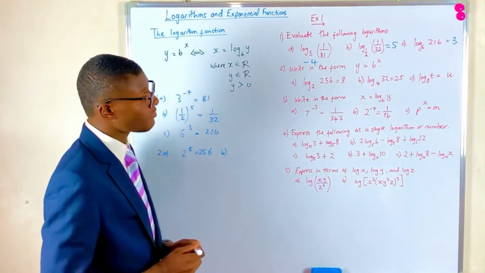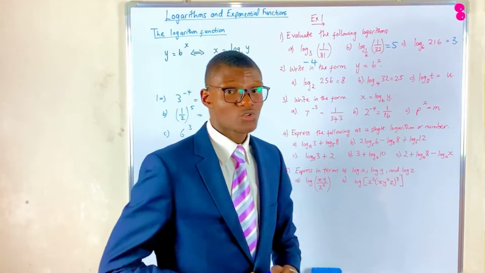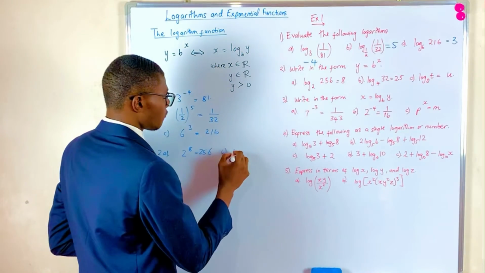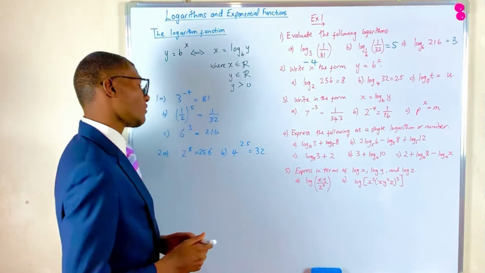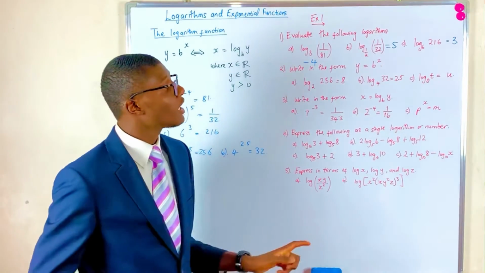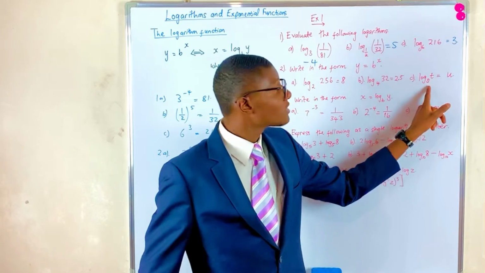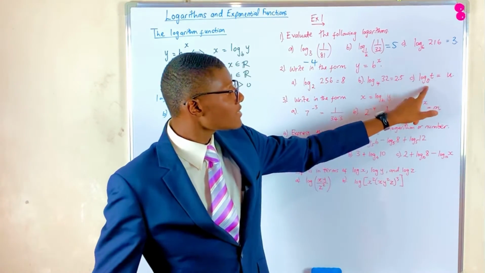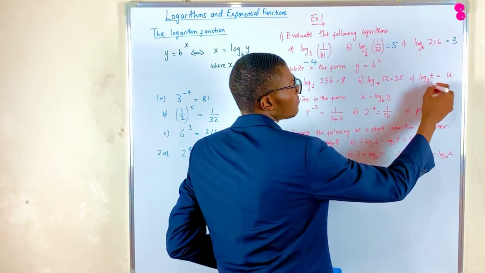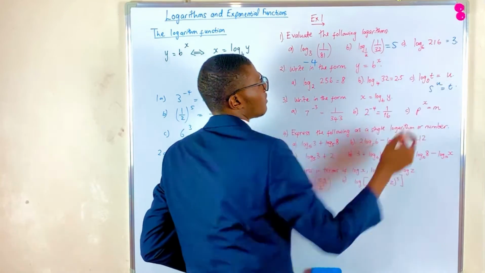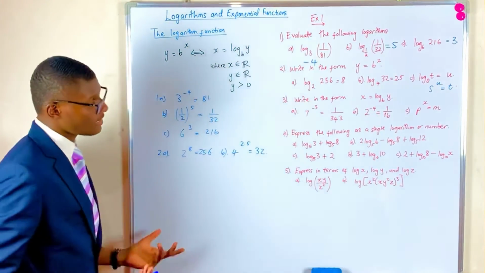Then for the second part, log to base 4 of 32 is equal to 2.5. We're saying that 4 to the power of 2.5 should give us 32. And then for the last one, log to base s of t is equal to u. We're simply saying that s to the power of u should give us t. So that's the index form.